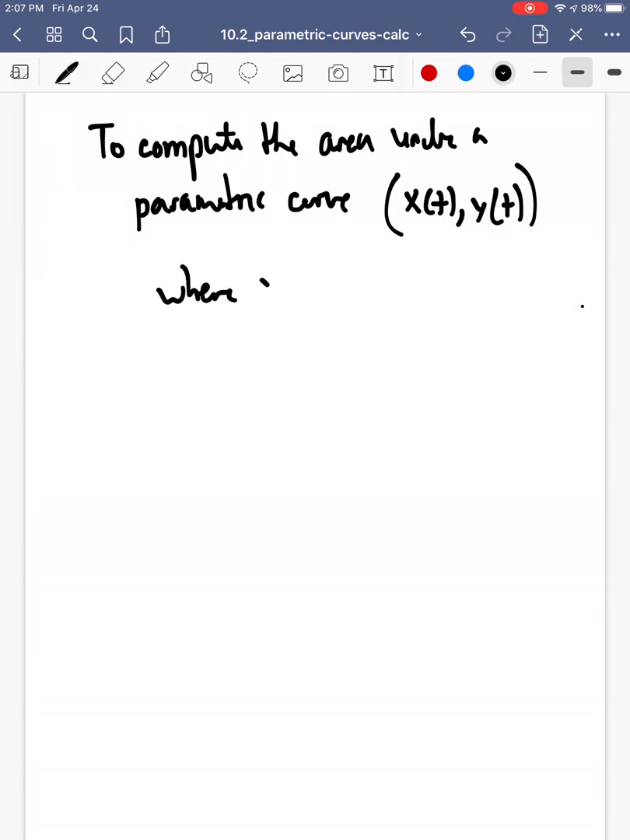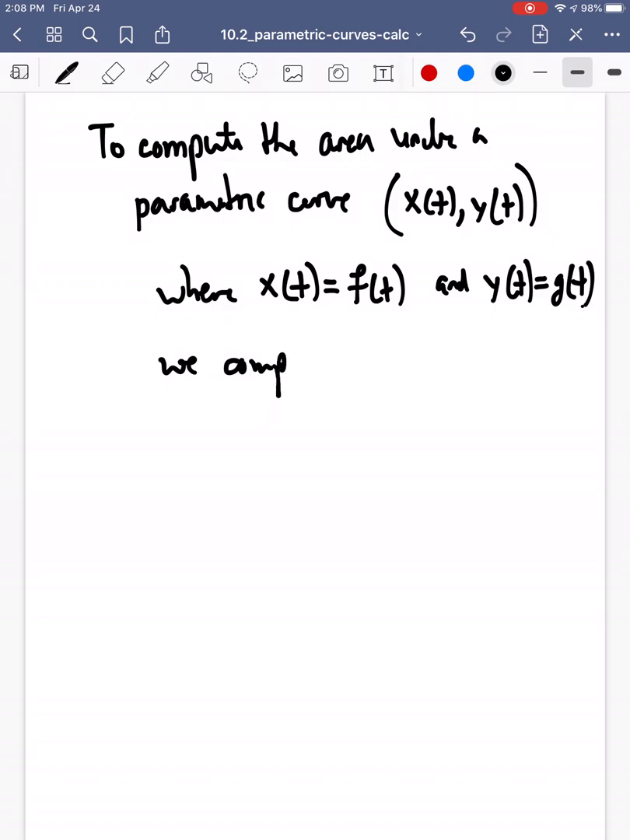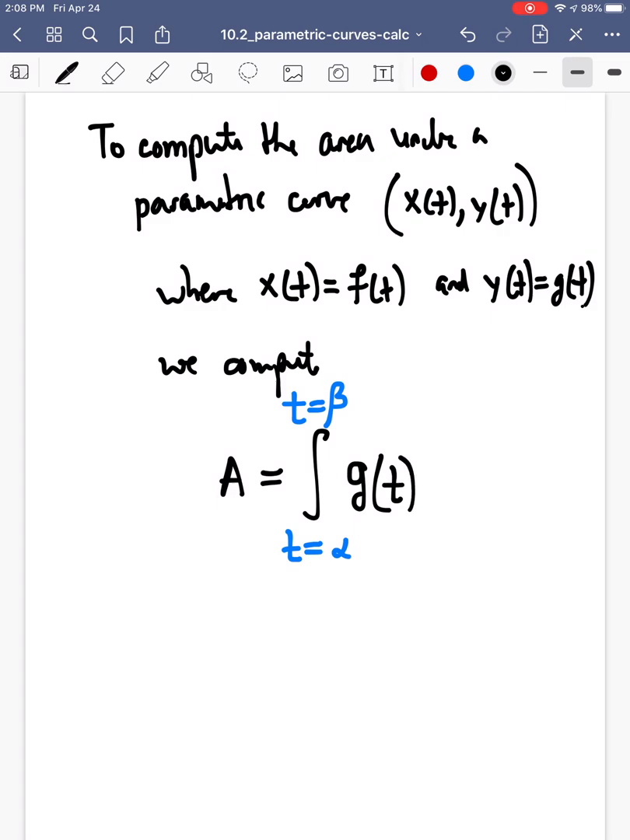where x of t is some function of t, just to be sure, and y of t is a function of t as well. We compute the integral from t equals alpha to t equals beta, that's just the upper and lower t value bounds, times the function g of t itself, times the derivative of our function f with respect to dt. And just so we're clear, g of t, that is our y, and f prime of t, that is the derivative dx dt.